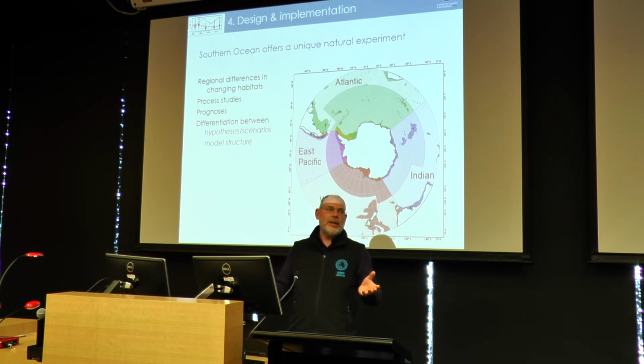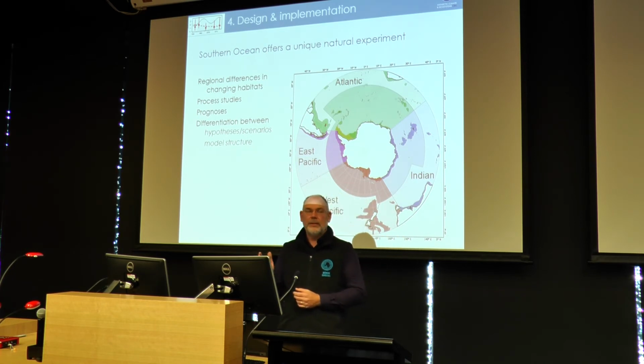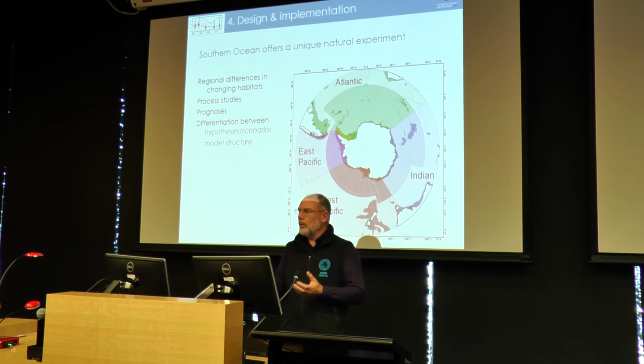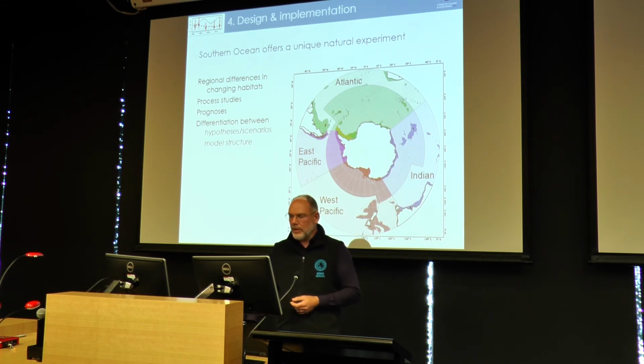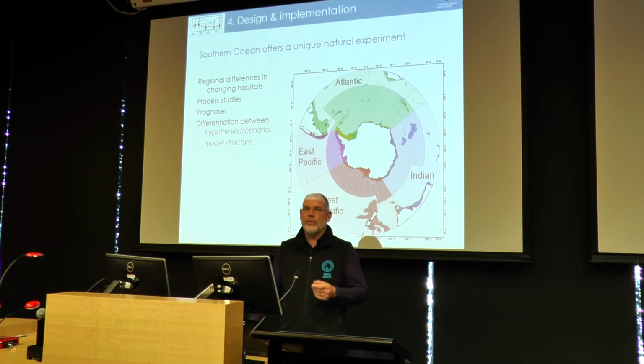The Southern Ocean actually provides us with a great opportunity to try and tease out some of those things. There are regional differences as we go around the Southern Ocean between the Atlantic sector, the Indian sector, the West Pacific, the West Antarctic Peninsula. Differences in the prognoses for the physical environment, differences in the behaviours of species and so on. So we can start to use that to advantage in trying to tease out what's important.